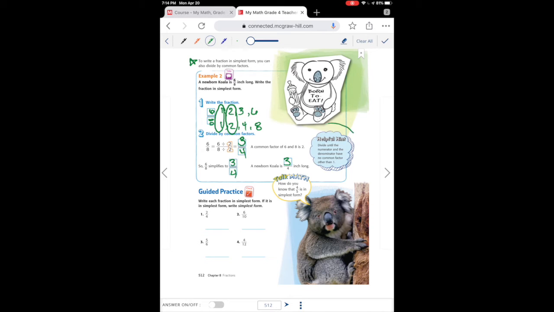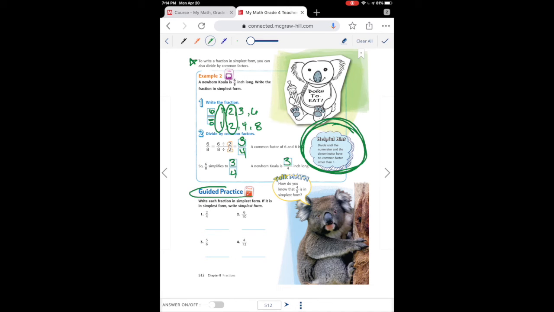Okay, helpful hint over here. Divide until the numerator and the denominator have no common factor other than 1. So that means 1 is going to be a factor. 1 is always a factor. But that is the only one that they have in common. Pause again if you need to. Make sure you really understand this. Go back and rewatch it if you need help on it. Make sure you are filling these in with me.